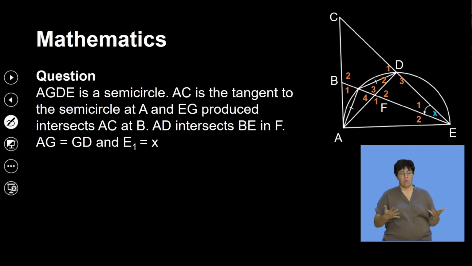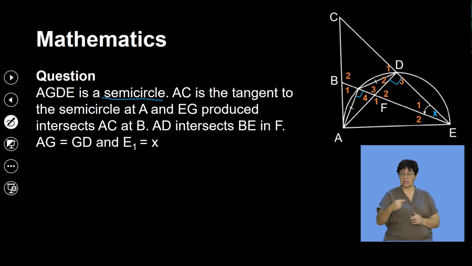All right, so another question that we have here is: AGDE is a semicircle, meaning that it is half a circle, and AC is a tangent to this. If this is a semicircle, it means that that angle there is 90 degrees and that angle there is 90 degrees. And then I know that I have a tangent as well, that introduces the tangent chord theorem.